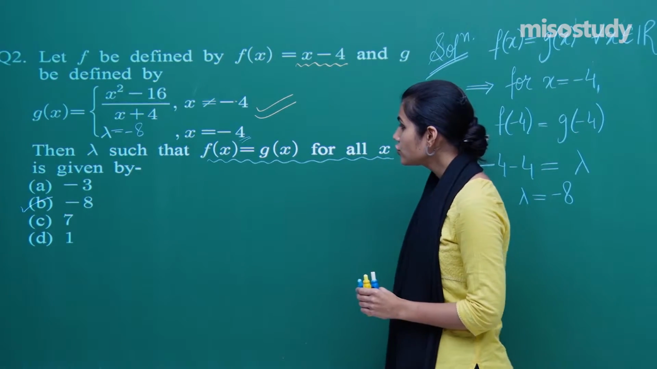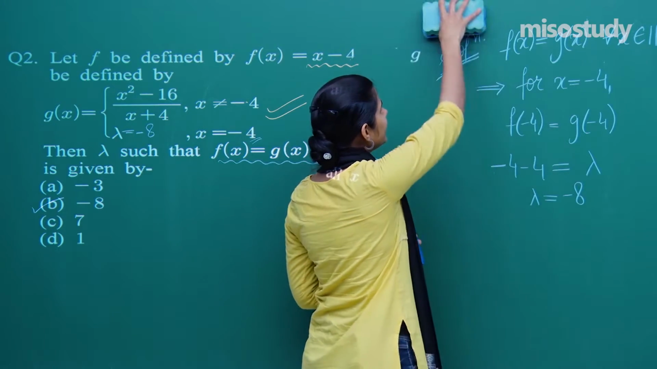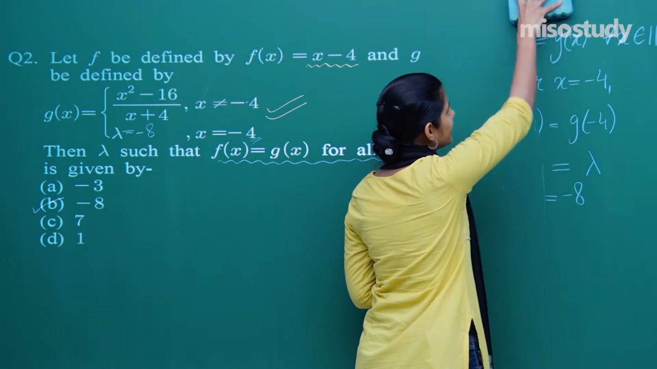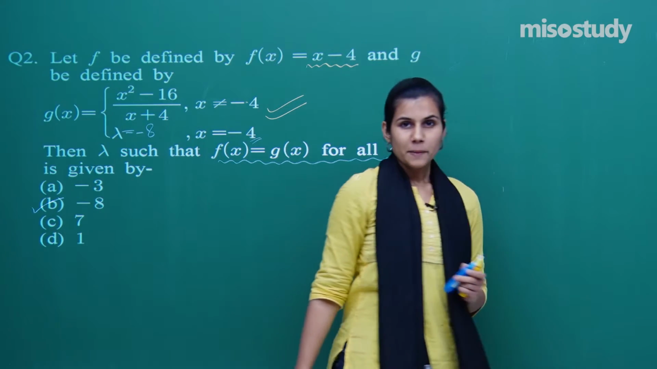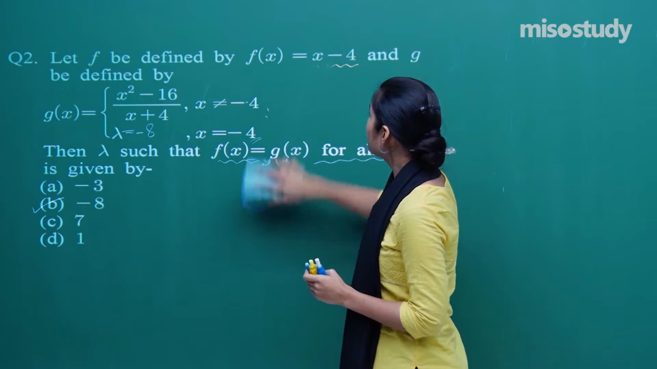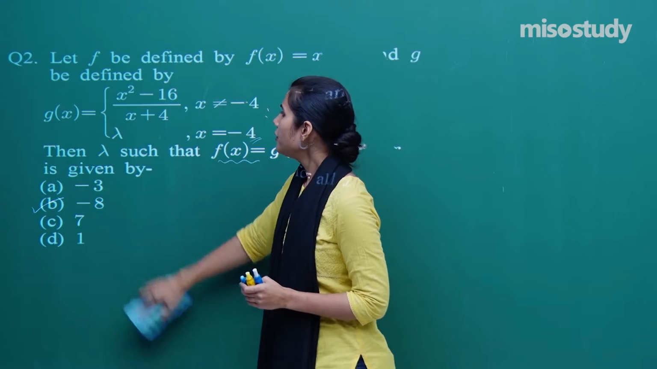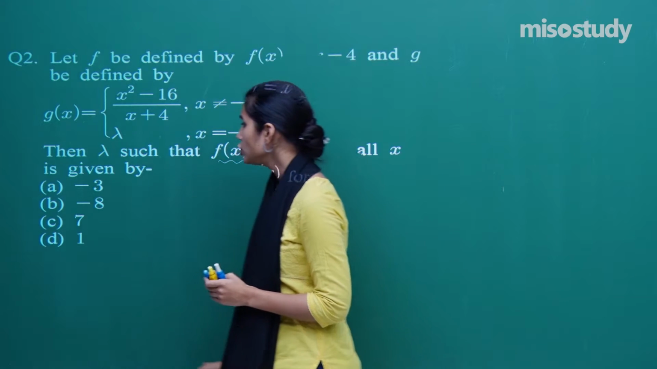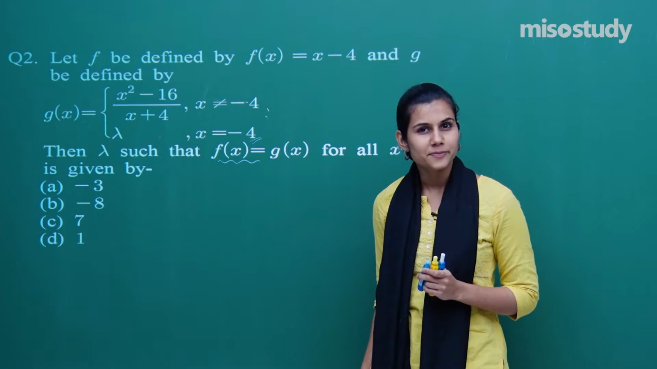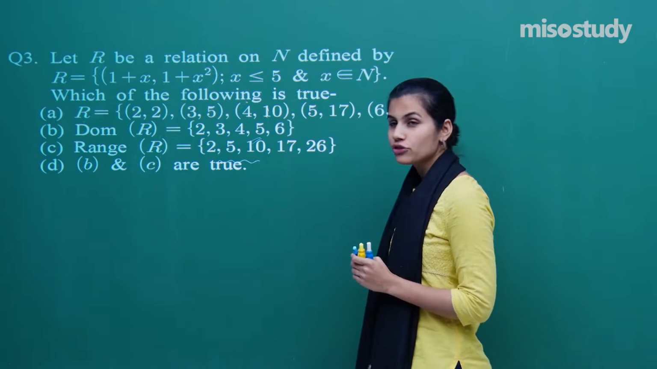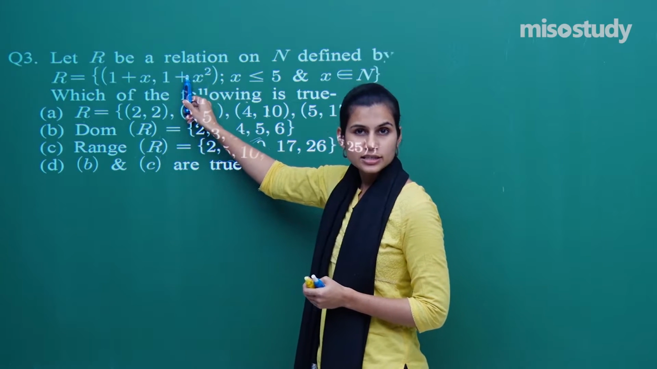Pretty simple question. Yet, you have to understand that intuitively at the first go it feels that this need not be true, because they are completely two different looking functions. One is a simple polynomial, other is a difficult branch function, but yet they are equal for a certain value lambda. Question number 3 now is trying to tell us about relations.